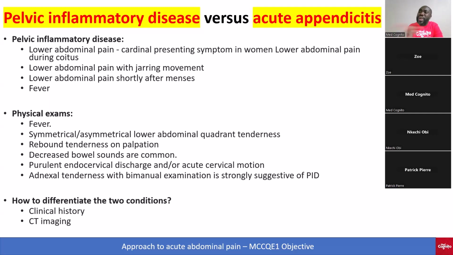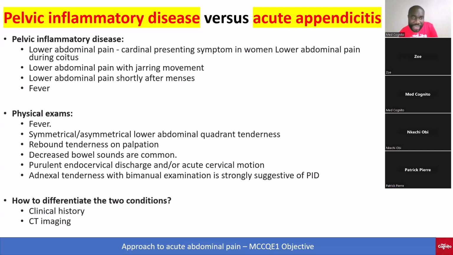Or if you do a pelvic exam, they may have acute cervical motion tenderness. If you do a pelvic exam, there may be adnexal tenderness. That should start telling you this patient may have pelvic inflammatory disease. How are you going to differentiate between pelvic inflammatory disease and acute appendicitis? Based on clinical history and CT imaging.